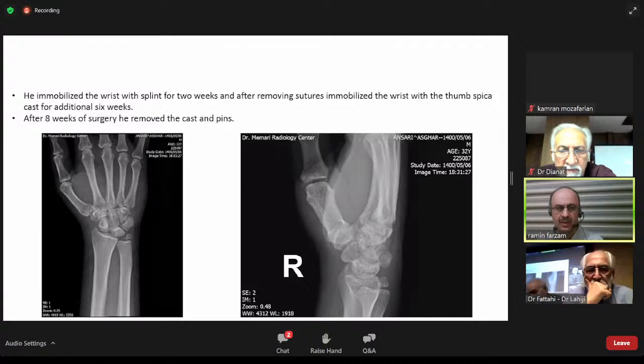Then he immobilized the wrist with a splint for 2 weeks, and after removing the sutures, immobilized the wrist with a thumb spica cast for an additional 6 weeks. And 8 weeks after surgery, he removed the cast and pins.